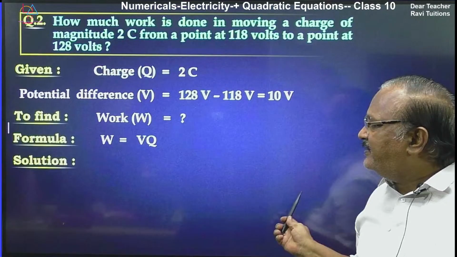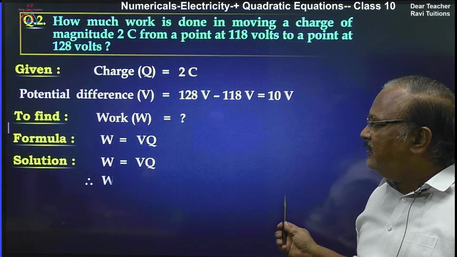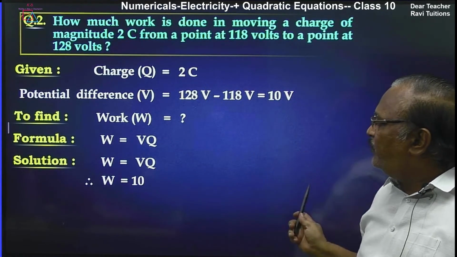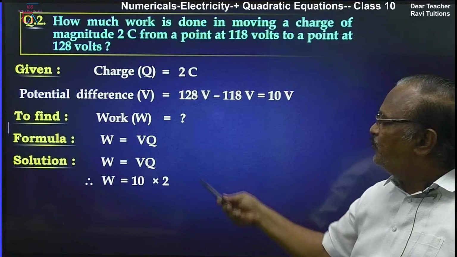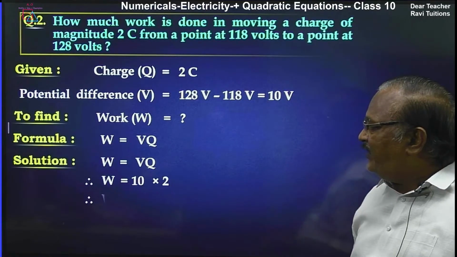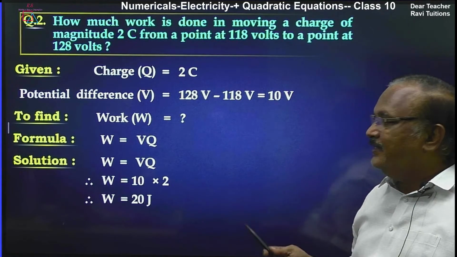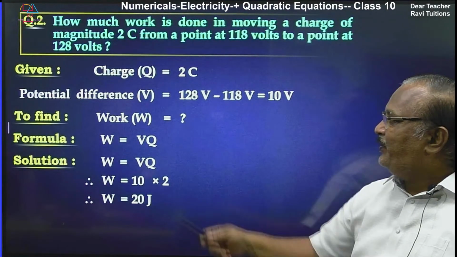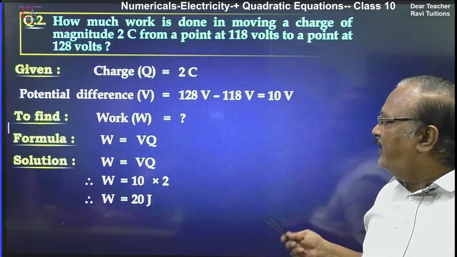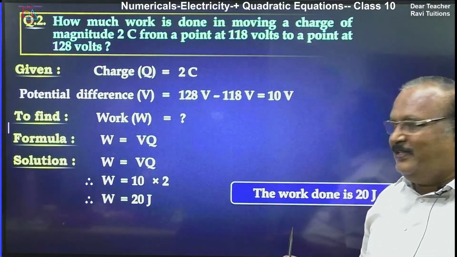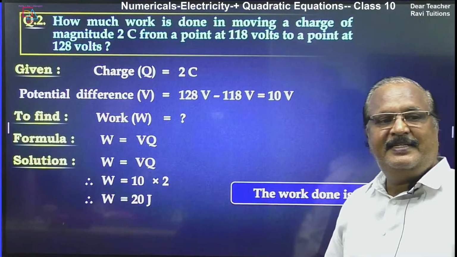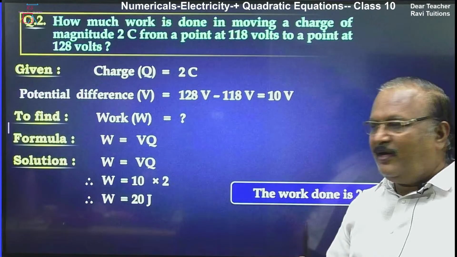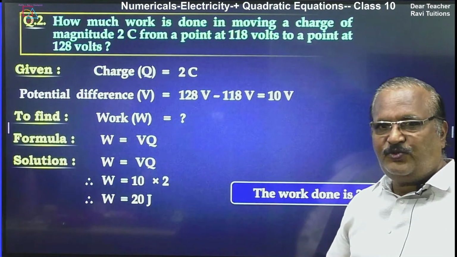So now substitute the values in the formula, then automatically you will be getting V is equal to 10 volts, and Q is equal to 2 coulombs. So W is equal to 20 J. J means joules. The unit of work is joules. Very, very important. And write the conclusion. The work done is 20 joules. Very, very simple. It is so simple, you just have to remember the equations, and nothing else is needed.